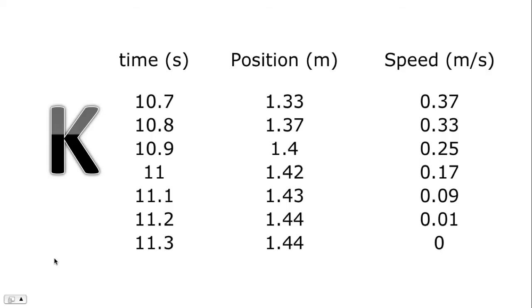Once again, just like the previous 5 trials, I've exported the data from the sensor into an Excel file. At 10.7 seconds, that was the point at which I shut off the train. And at that point, it had a speed of 0.37 meters per second, and its position was 1.33 meters. And by 11.3 seconds, the train came to a stop, traveling about 11 centimeters in total.